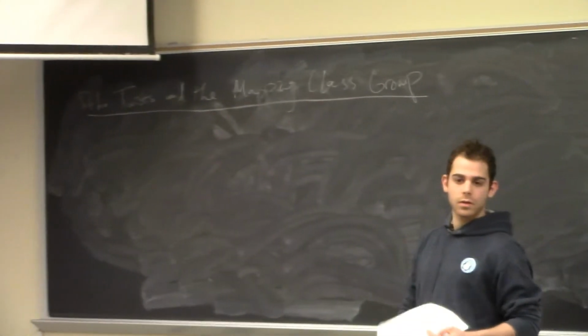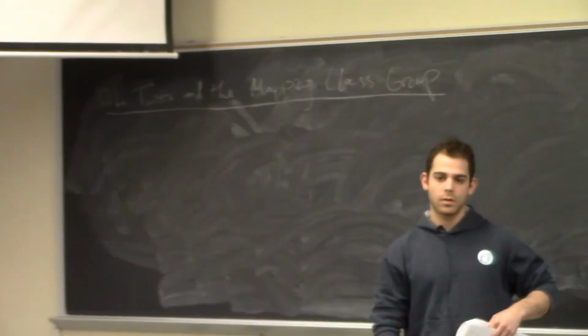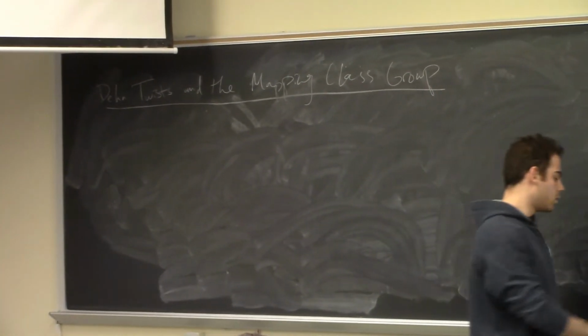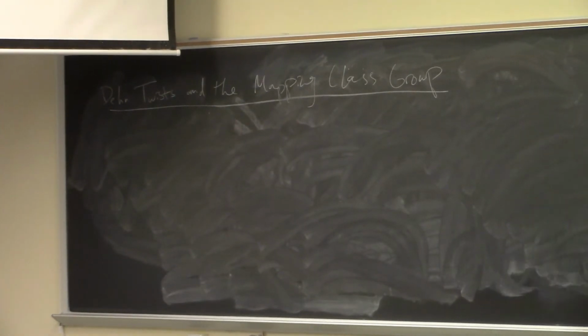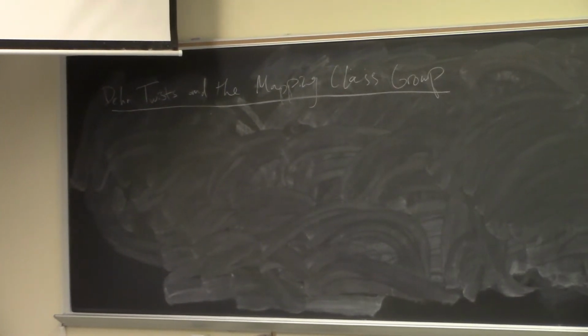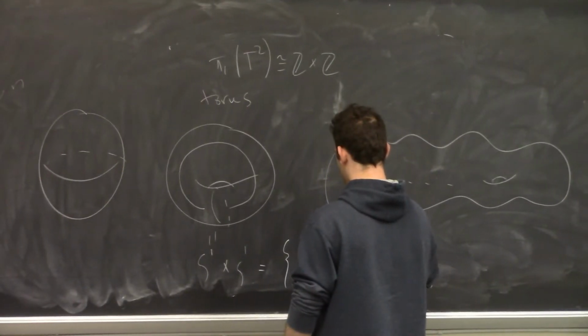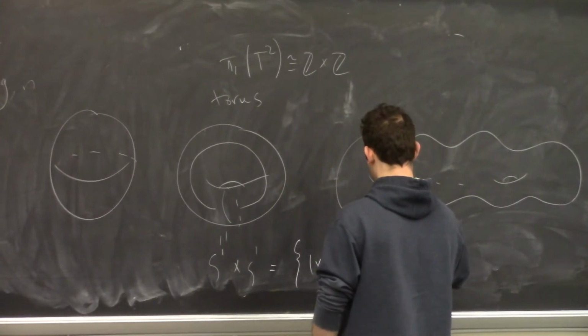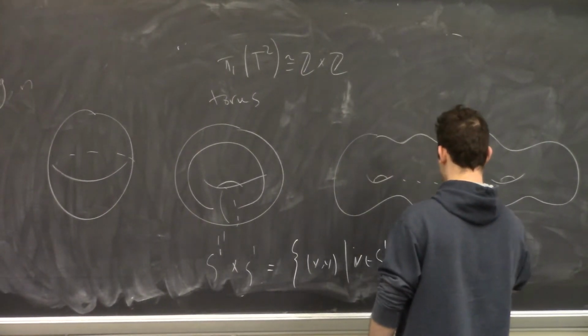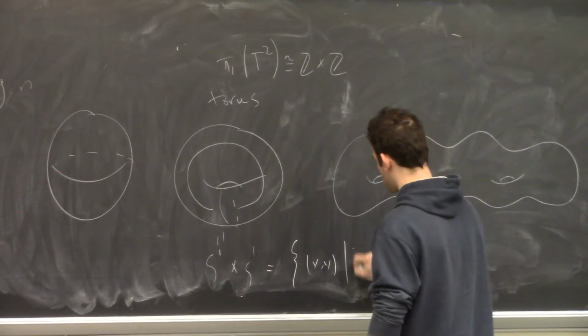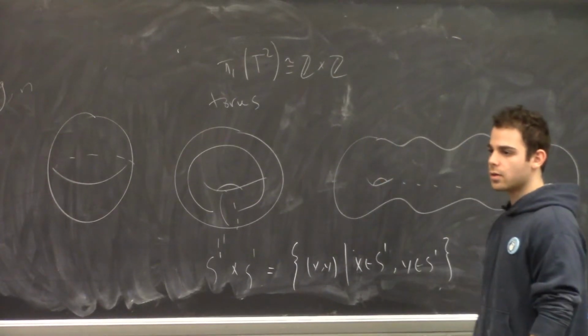Oh yeah, sure. What do you mean by a set cross a set? What does that mean? Oh, I should have been using this chart this whole time. So this is like pairs x, y, such that x is in S1 and y is in S1. Right, it's just a Cartesian product.